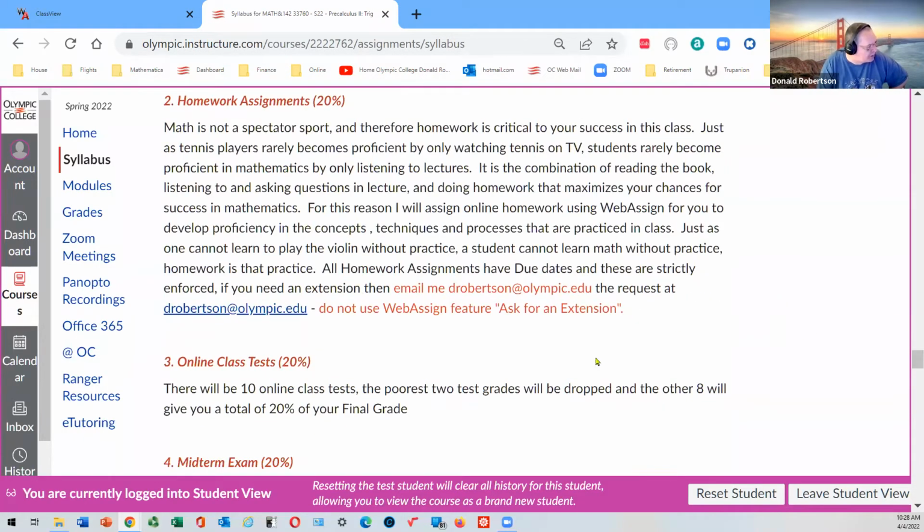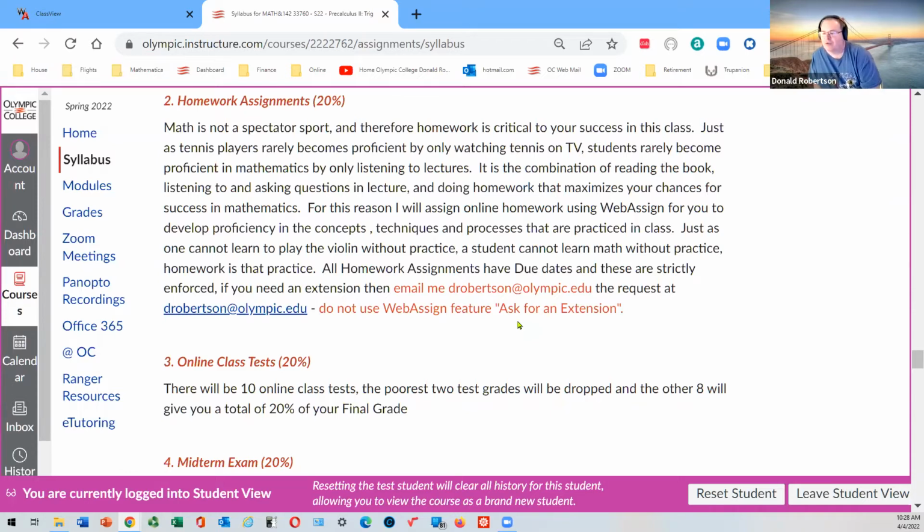We've talked about homework. When you communicate with me, you really should only do it 2 ways. Email me, drobertson@olympic.edu, or do Canvas. Those I get and I can answer them, and I'm pretty good at answering quickly. WebAssign has things called ask for an extension or ask your teacher for help, or I can't remember what they're all called. Don't use any of them. Don't click on that button that says ask my professor for help, because I don't get that message.